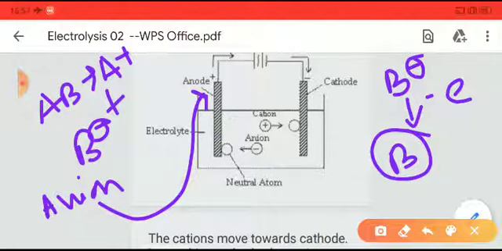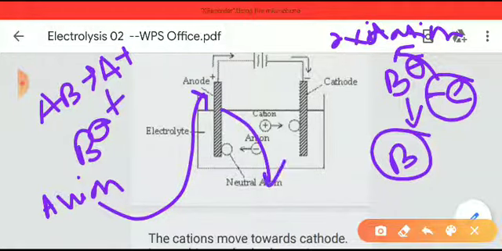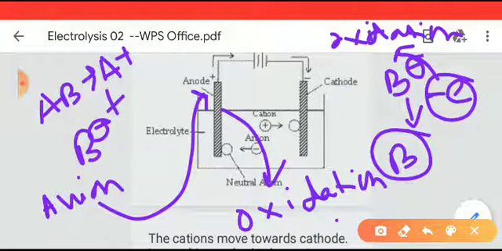Here the anode is positively charged, so the anode will take this electron, and by donating this extra electron, the B minus will get neutralized and become neutral B. Here the B minus, or the anion, is losing an electron. Losing an electron means oxidation is happening. So in the anode, the oxidation process will go on, but in the cathode, the reduction will go on.